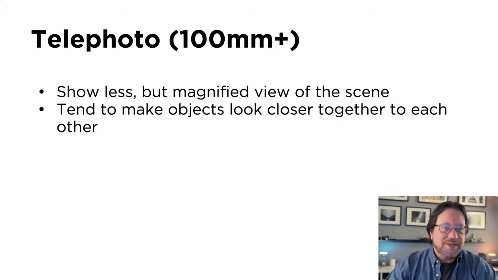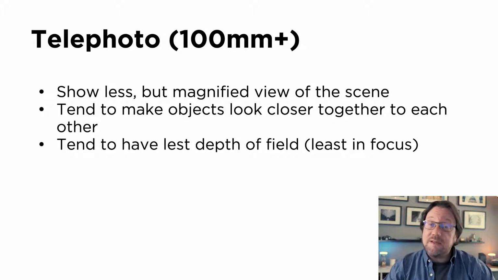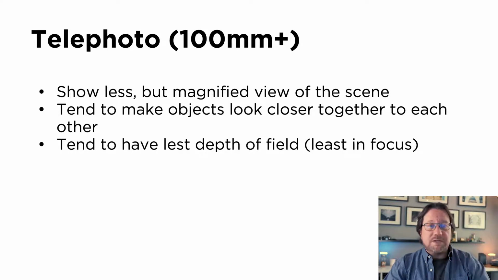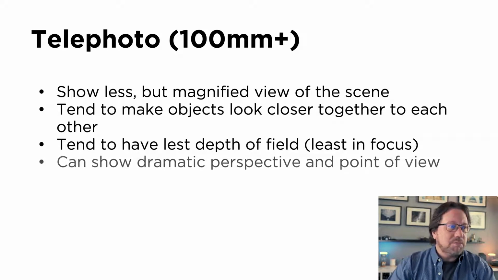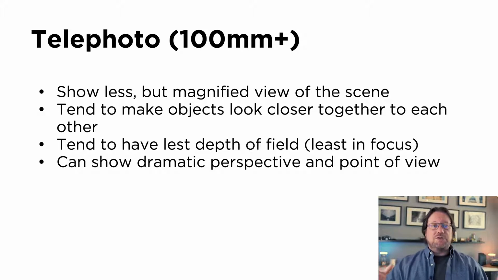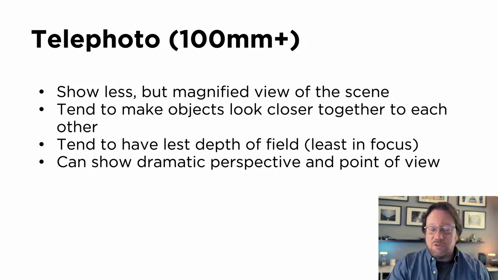Storytelling, editorial, not documentary. They tend to have the least depth of field, so the least amount in focus from front to back of any of the types of lenses, so that's a property to be aware of. Again, this can be dramatic because it shows you things differently than the way you normally see it. The way I often use telephoto lenses is to isolate, so to show one thing and exclude everything else. You can do lots of different things, but that's the thing I tend to do.